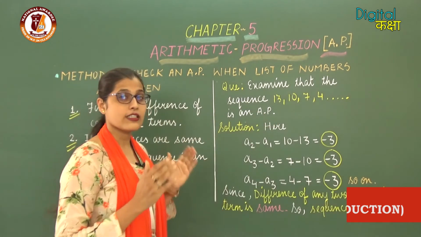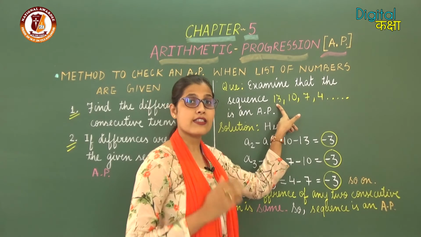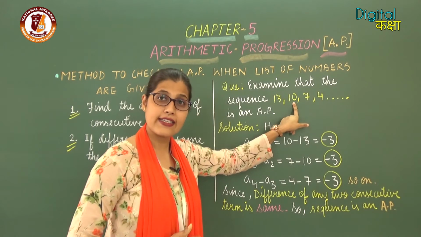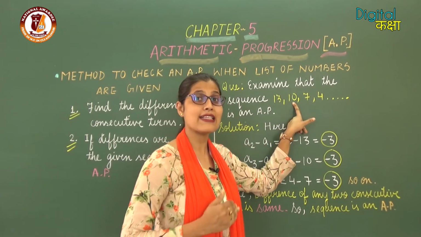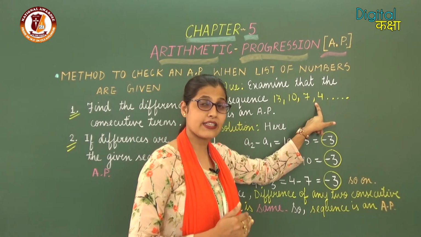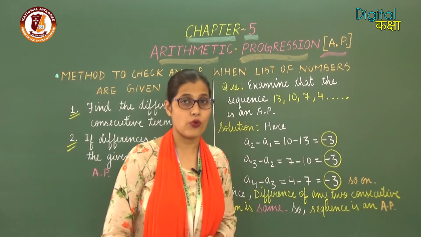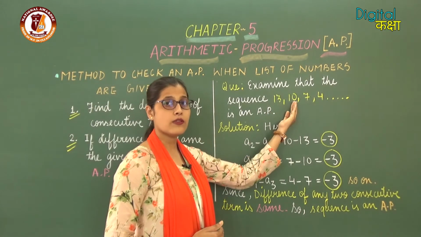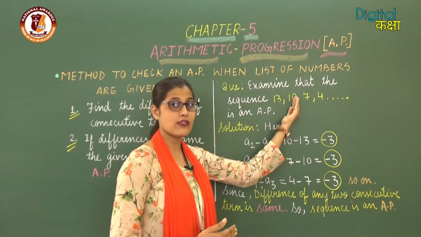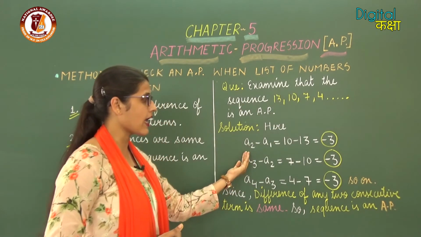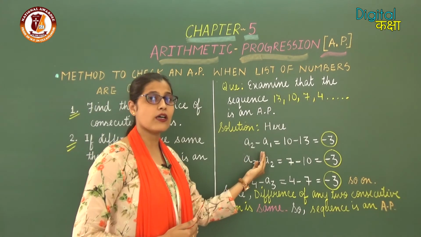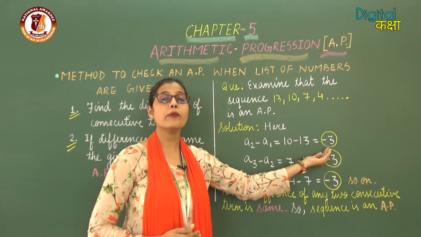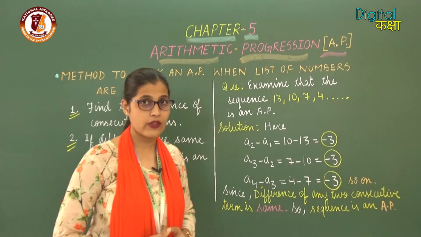So first of all, in the given sequence, 13 is the first term of the AP, which we will call A1. 10 is the second term of the AP, which will be named A2, 7 as A3 and 4 as A4. To find the common difference, we will be subtracting the preceding term from the succeeding term. That means the difference of the second term minus the first term will be 10 minus 13. That will be equal to minus 3.